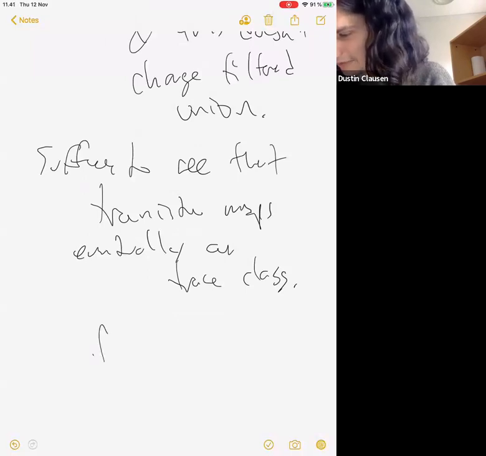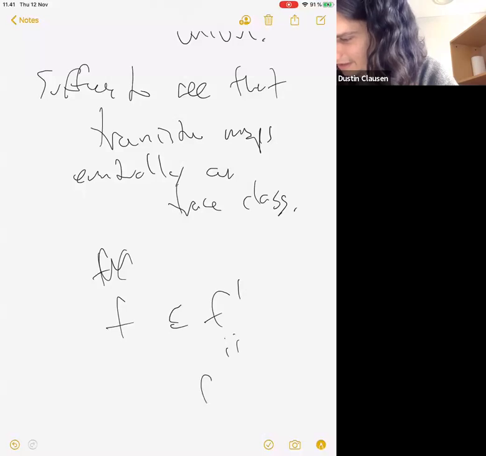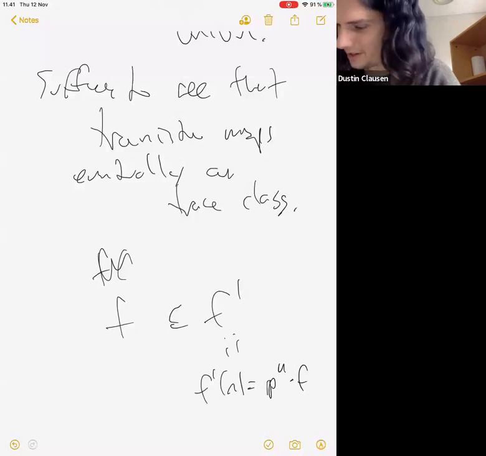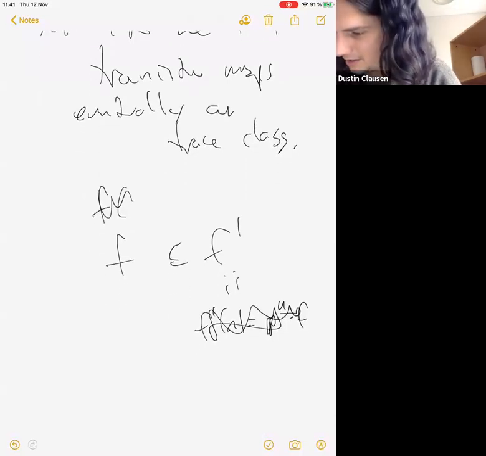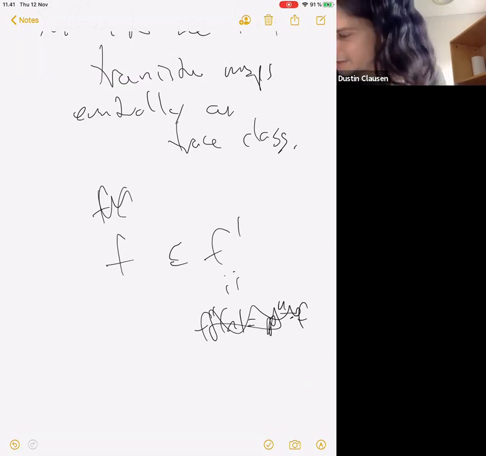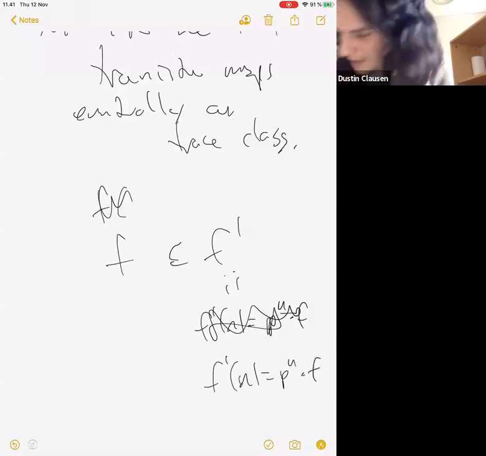But if you take any function f, then you can make it less than or equal to some f prime, which is defined by f prime of n is like p to the n times f. Sorry, am I getting valuations and norms confused again? No, this is good. Yeah, p to the n times f.